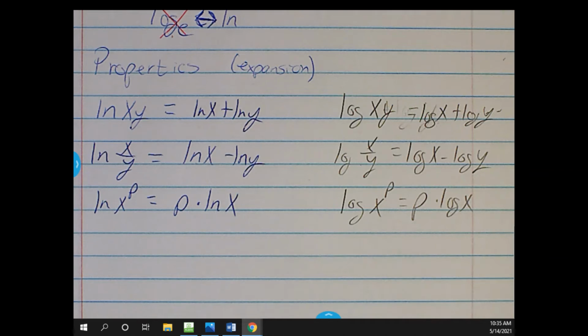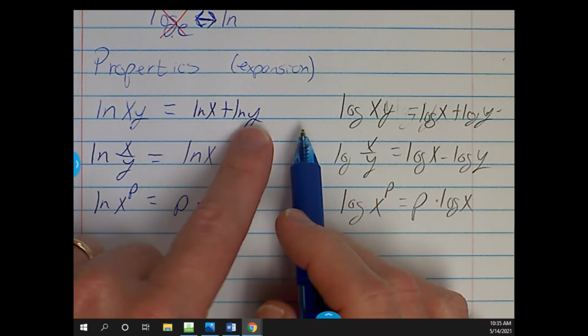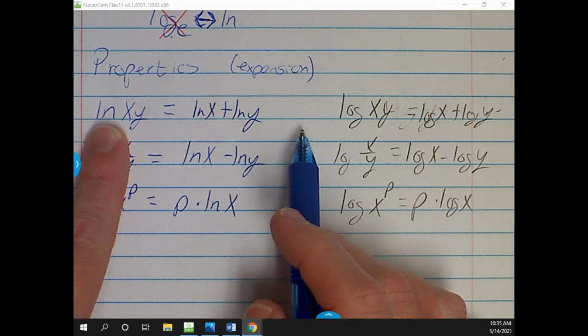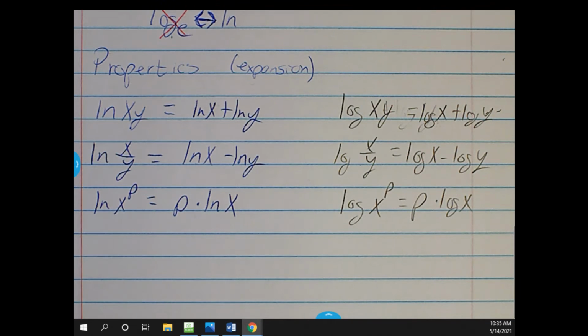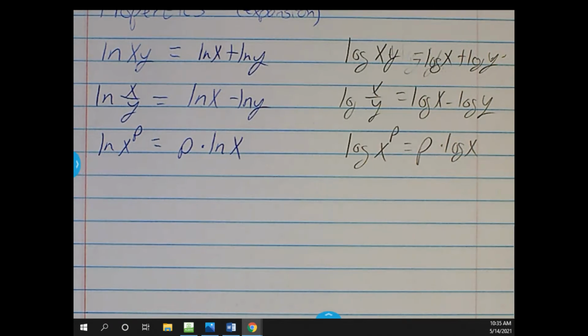If it asks you to condense it, we'd go backwards. If you had the ln of x plus the ln of y, you would condense it back to the ln of x times y. So all those properties, all those things we were doing, it's the exact same thing as before. Now it's just ln instead of log.